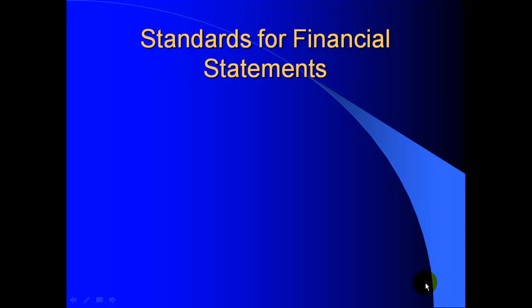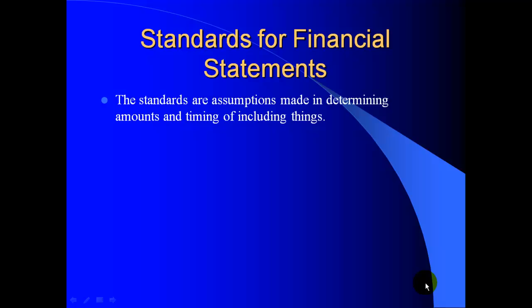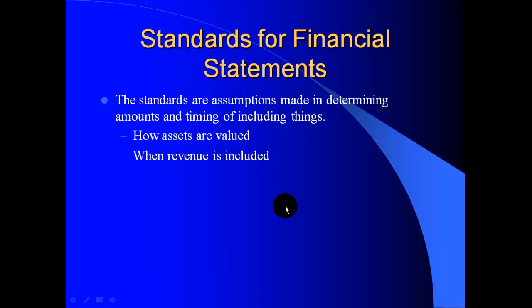The standards for financial statements. Standards are the assumptions made that determine the amounts and timing of things to include. So amounts and timing. Amounts are how we value assets. Timing is when we include them. So how assets are valued and when revenue is included, the timing of when it's included.